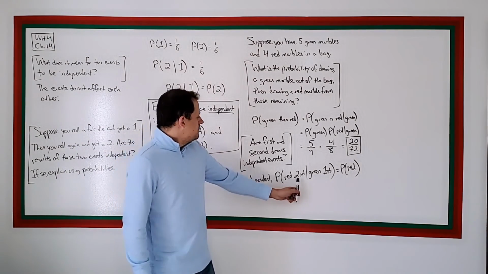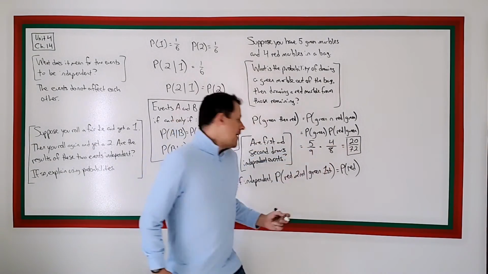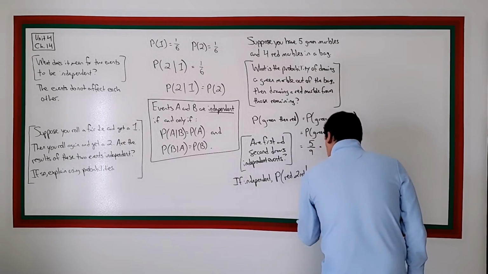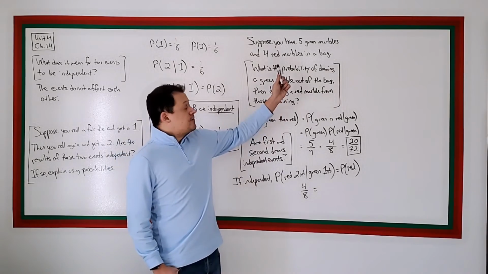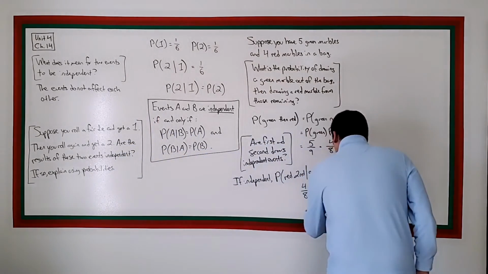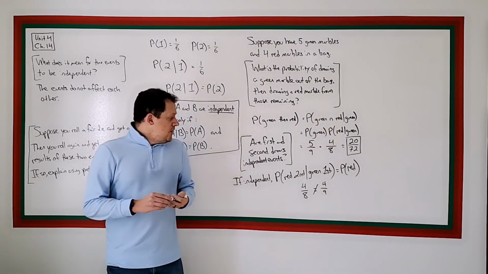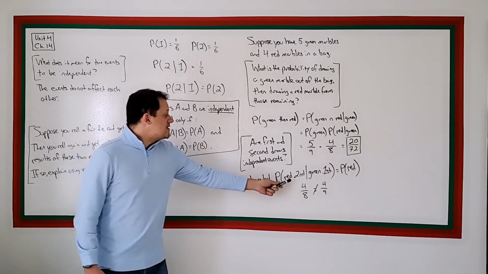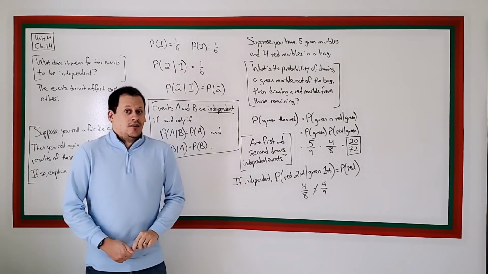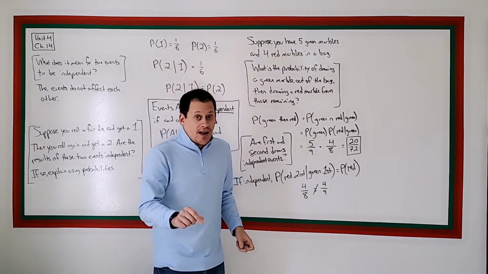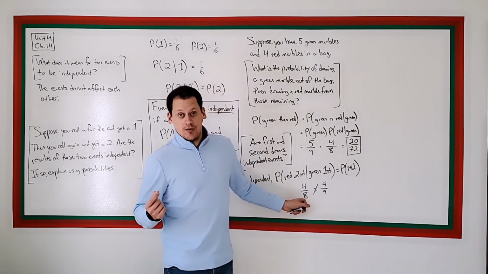Well, the probability of getting red second given green first, that was this. That's 4 over 8. The probability of getting red out of the bag from the very beginning, 4 out of 9. Those are not equal. So as a result, these two events are not independent. The probability of getting red second is dependent upon the fact that you got green first. The denominator changed because you took a marble out.